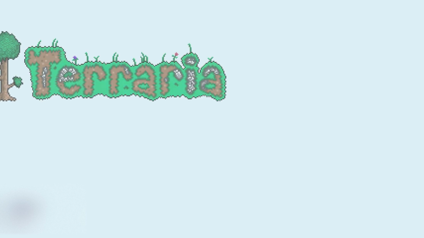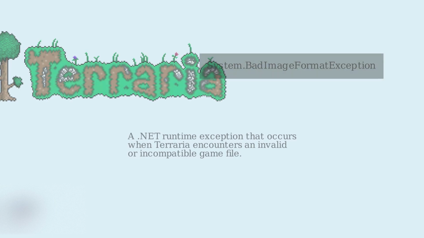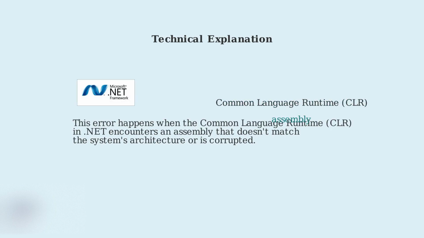system.BadImageFormatException is a common error in Terraria, particularly on Windows, indicating a problem with how the game interacts with your system's .NET framework. In simple terms, it means Terraria is trying to use a game file that's either corrupted or incompatible with your computer's setup. This is a .NET runtime exception that happens when the game encounters an invalid or incompatible assembly. The error stems from mismatches between the game's files and your system's .NET setup. Let's explore how to fix it.